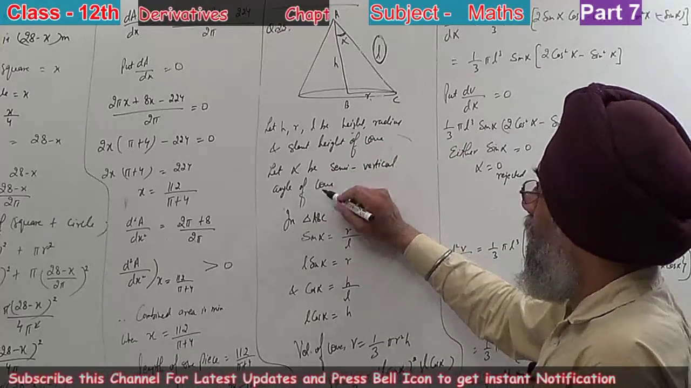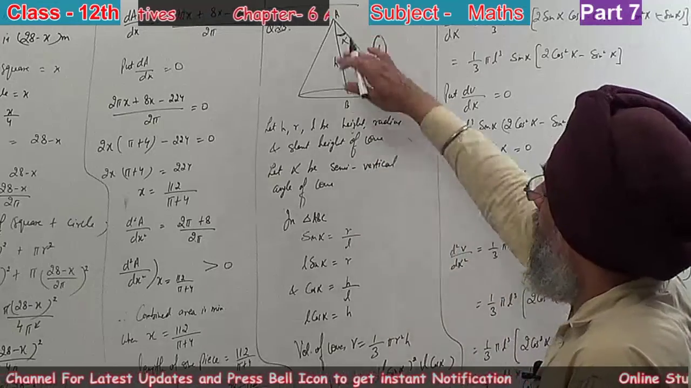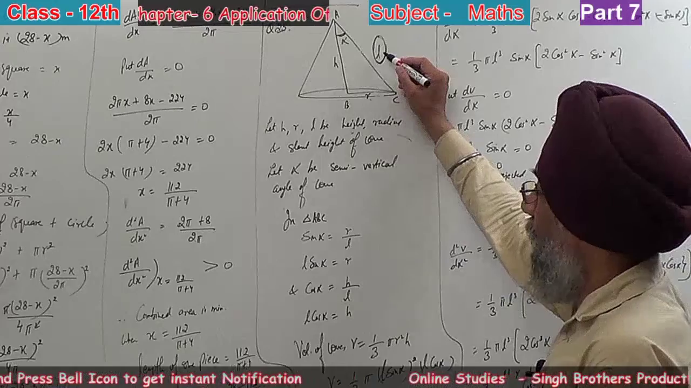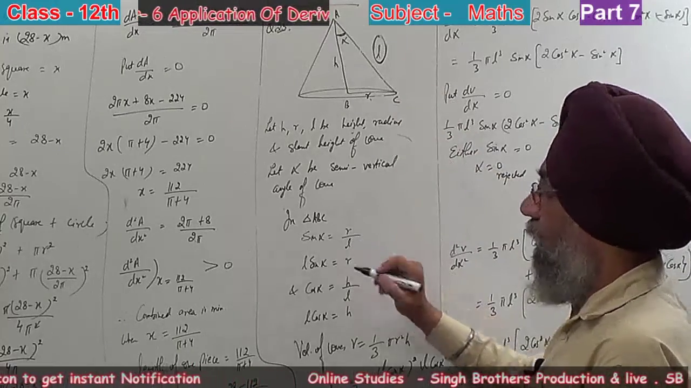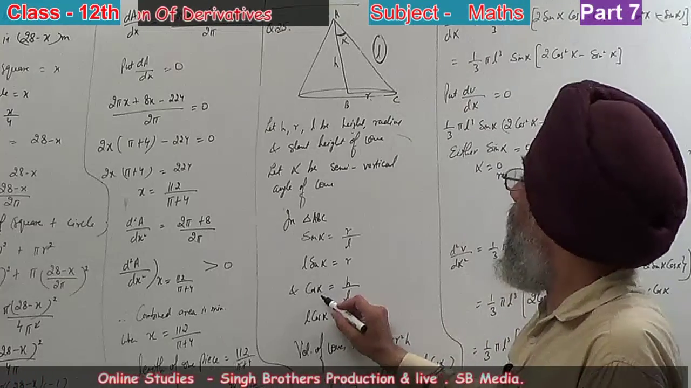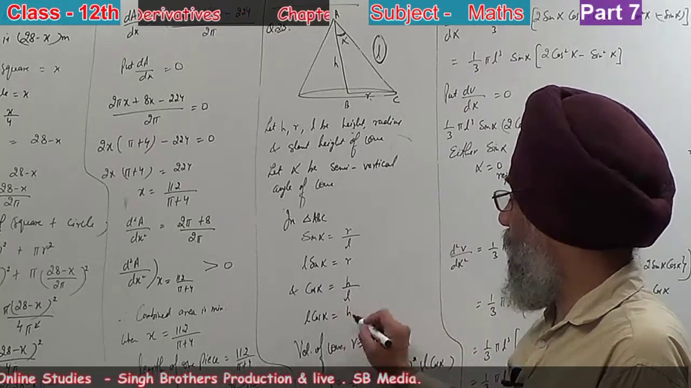Let alpha be the semi-vertical angle of the cone. Now in triangle ABC, sin alpha is perpendicular upon hypotenuse, that is r upon L. So r in terms of L is L sin alpha, because L is given to us, L is constant here. Cos alpha is h upon L, that is L cos alpha is equal to h.